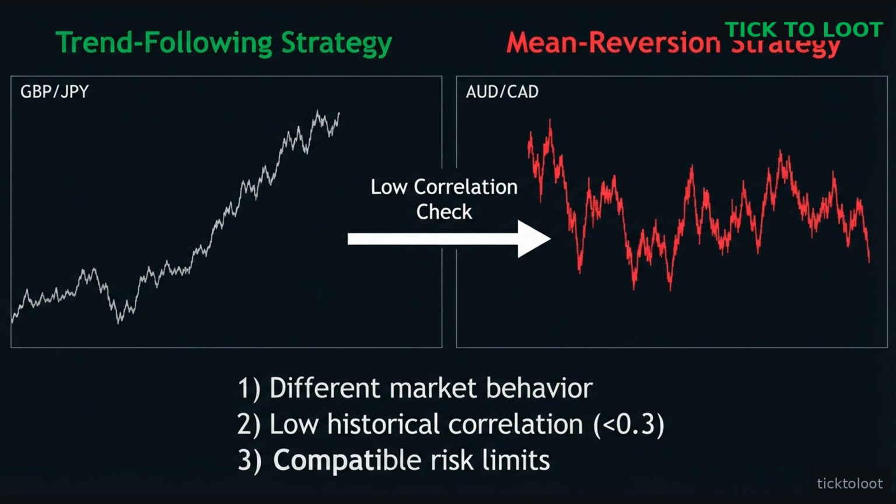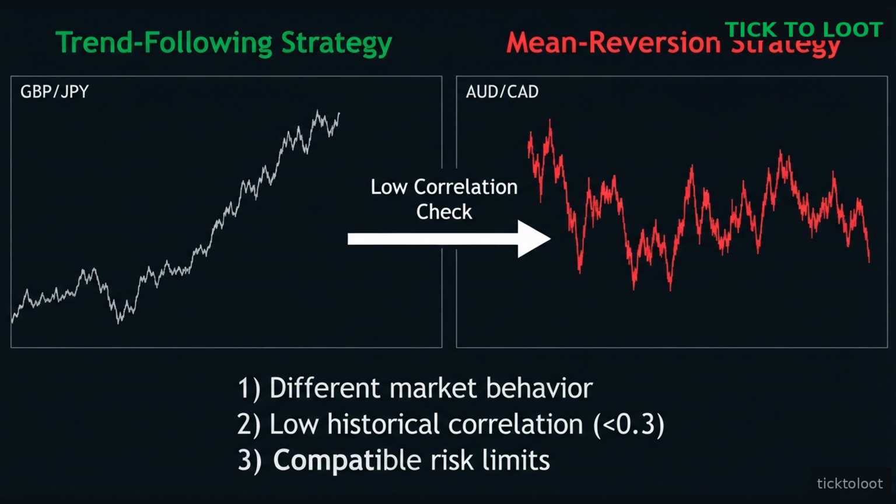Step 3. Make sure the risk limits fit together. If your trend bot risks 2% of your account per trade, and your mean reversion bot also wants to risk 2%, you might end up with a combined 4% exposure, which could be too aggressive for a beginner. Adjust the risk settings so the total never exceeds, for example, 3% of your capital.